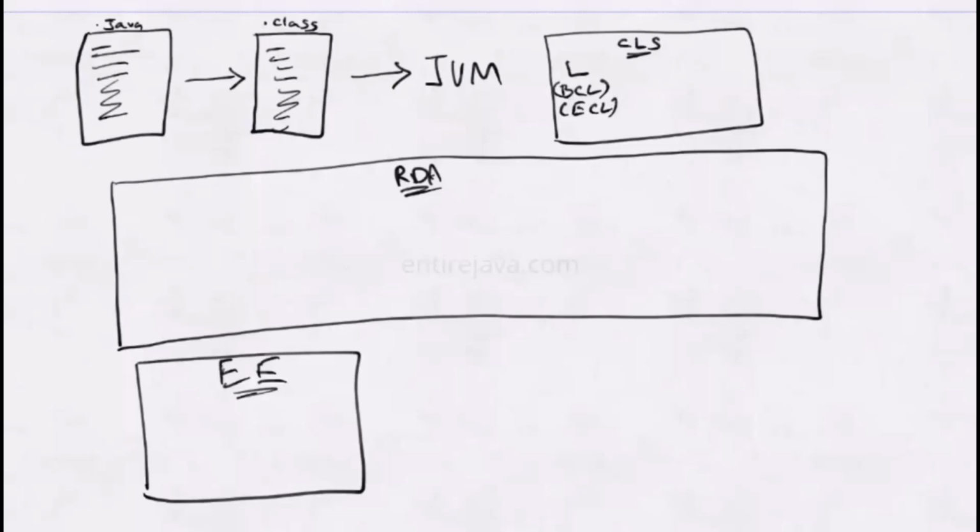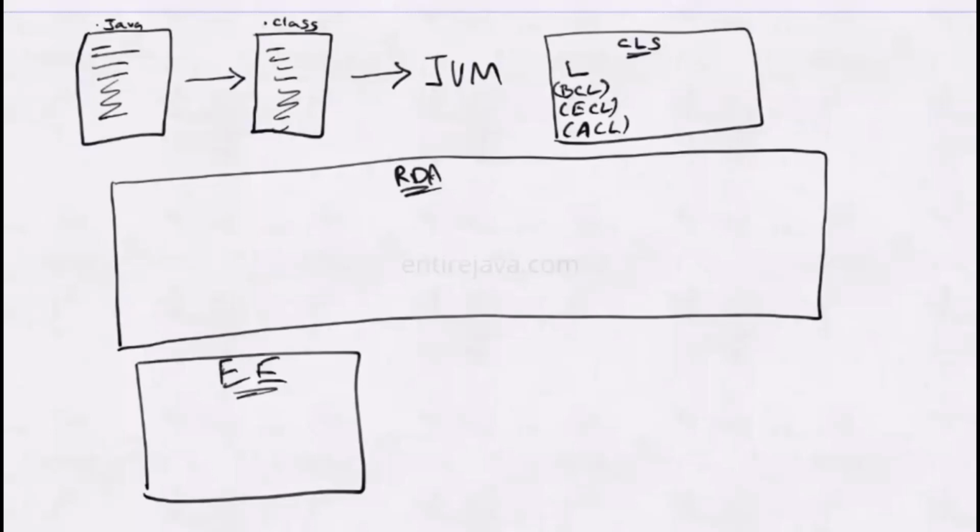Now the third subcomponent of the loader is called the application class loader, which is responsible for loading all the class files from the class path. In the beginning of this course, we've talked about configuring the class path. Whatever resides in that class path will be loaded into the JVM by the application class loader.